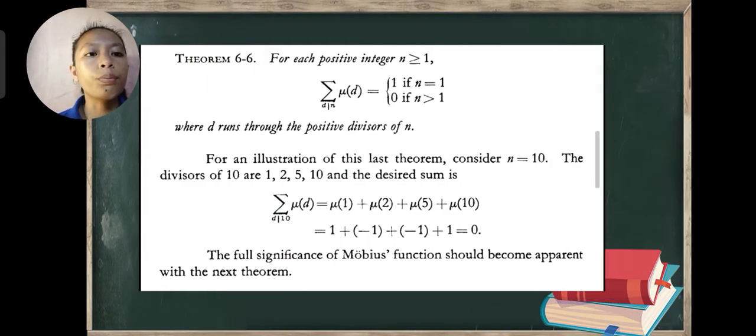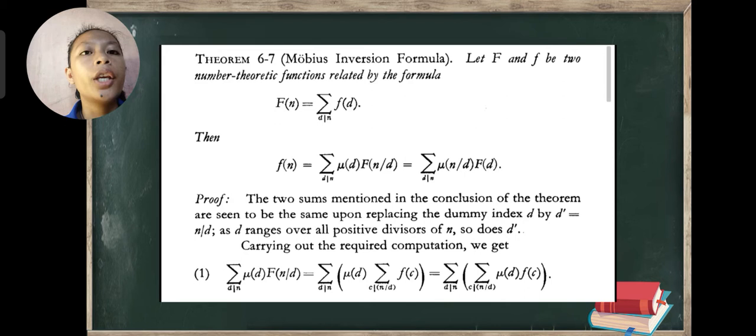The full significance of the Mobius function should become apparent with the next theorem. Theorem 6.7, the Mobius inversion formula. Let capital F and little f be two number theoretic functions related by the formula capital F of n is equal to the sum over d dividing n of f of d. Then little f of n is equal to the sum over d dividing n of mu of d times capital F of n divided by d, which is equal to the sum over d dividing n of mu of n divided by d times capital F of d.